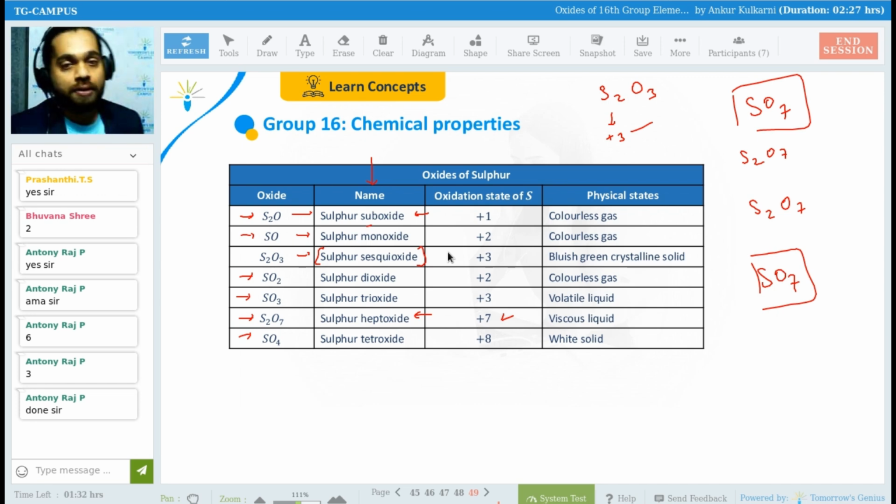So write down on the top sulfur suboxide and sulfur sesquioxide. I always struggle to pronounce this word. Sulfur sesquioxide. I'll say it slowly. Sulfur sesquioxide. I hope it is clear. Done? Come on, done in the chat box. Write down on the top. This small thing you should write down on the top of your book, so that when you revise, it will be easier for you.